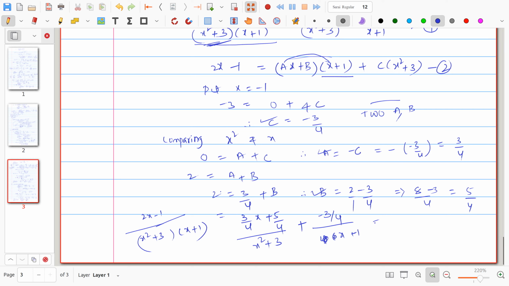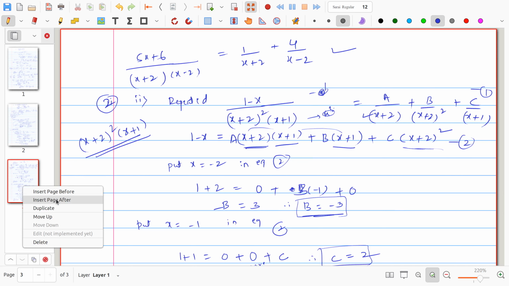Otherwise also we can write here 3x plus 5, taking the 4 to the downside, 4 into x square plus 3, and here minus 3, taking 4 downside, then x plus 1. We can also simplify like this. Now the proper fractions are done.